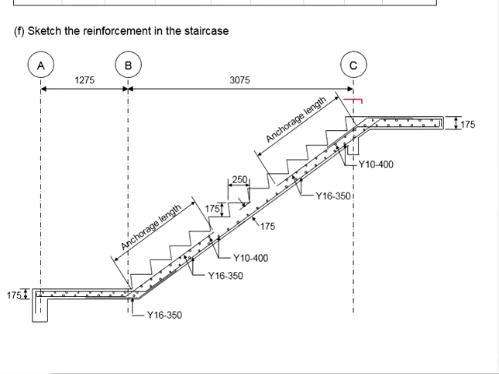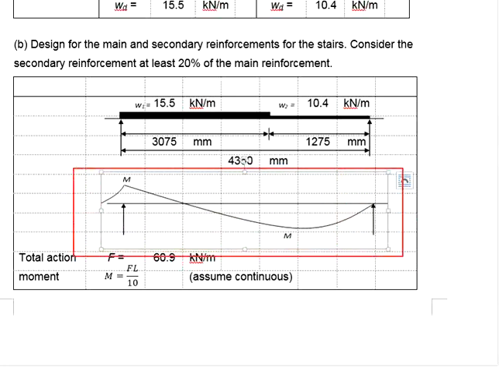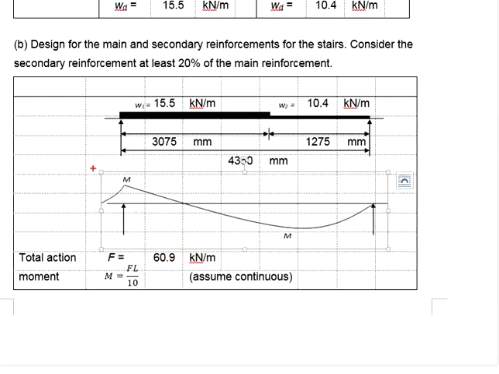Now the proposed anchorage length of the top reinforcement bar shall be checked against the bending moment diagram for the staircase, especially when you deal with the intermediate support. You will need to make sure that the proposed anchorage length shall not be shorter than the locations where the moment is equal to 0.